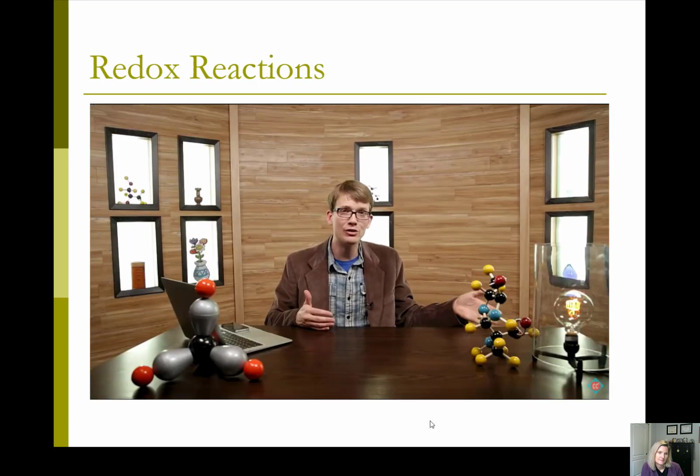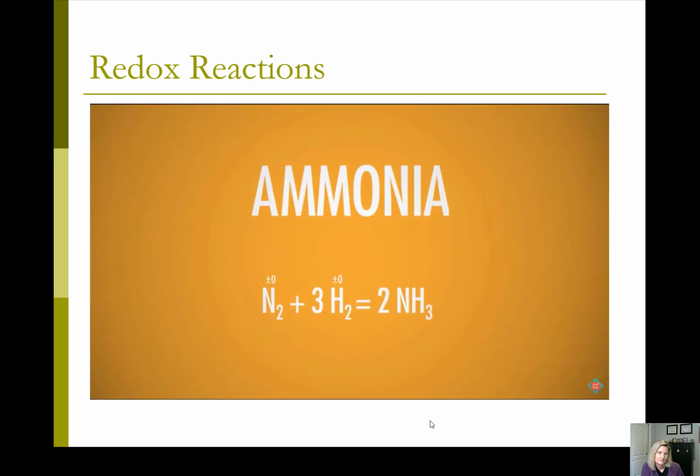The product of the reaction, ammonia, is a neutral compound with 1 nitrogen and 3 hydrogens. The hydrogens each have an oxidation state of +1, remember the rules, so nitrogen must have an oxidation state of -3. Nitrogen thus gained electrons, its oxidation state went down, and so it was reduced.